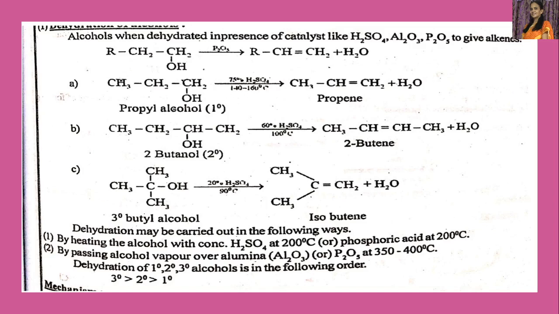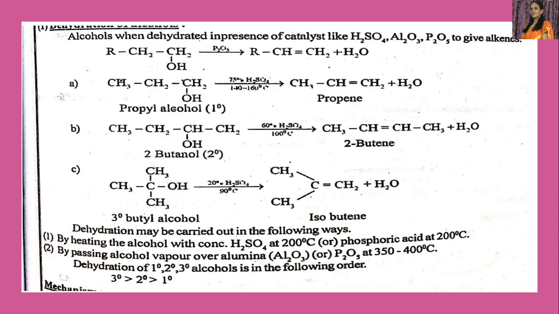So let's see some specific examples for the preparation of alkenes from alcohols. Here, alcohols, when dehydrated in the presence of a catalyst like sulfuric acid, Al2O3, P2O5 or phosphoric acid, etc., will give alkenes. So here, let's consider one general example, RCH2CH2OH. P2O5 is used on heating.